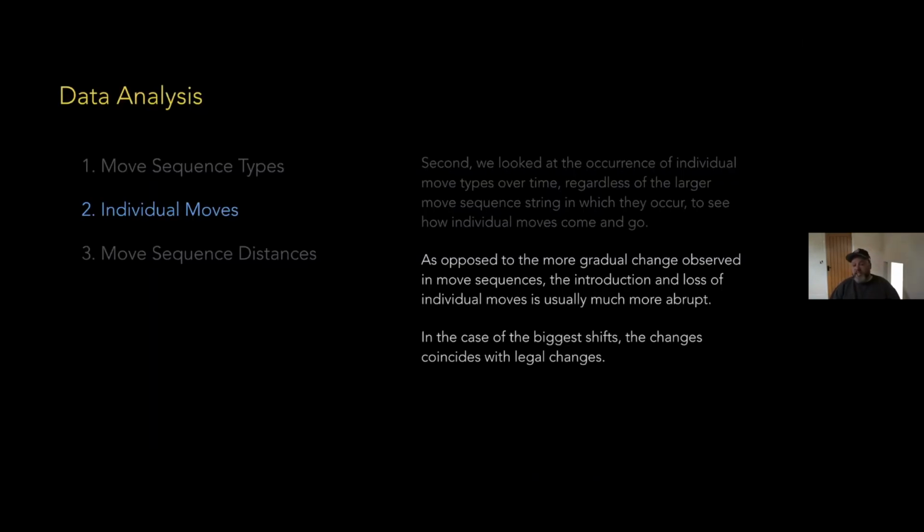Okay, so to summarize, as opposed to the more gradual change observed in move sequences, the introduction and then the loss of individual moves is usually much more abrupt. I mean, it wasn't entirely gradual, right? So it's something about the totality of these individual move changes and the order in which they're used that gives you this more gradual pattern when you look at the entire discourse structure of a text, but the individual moves, at least in this register, are changing very abruptly.